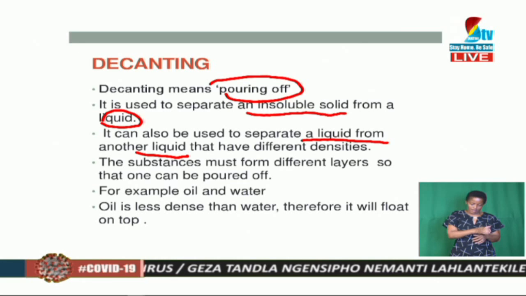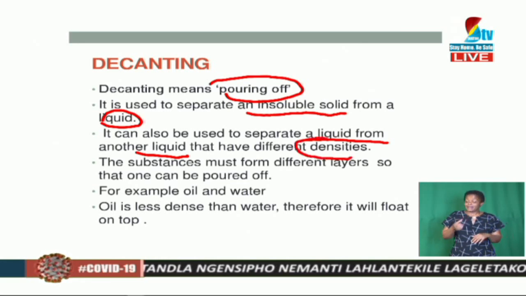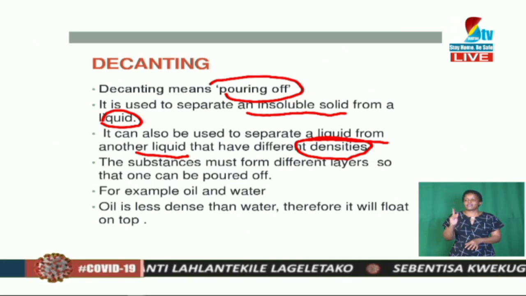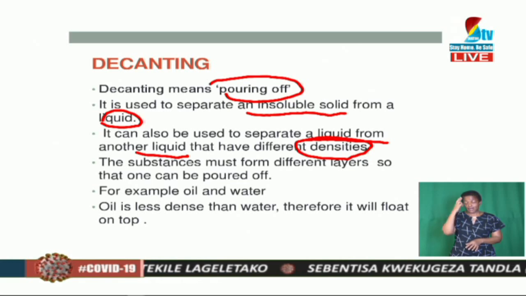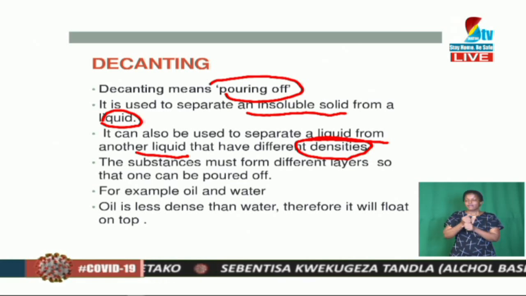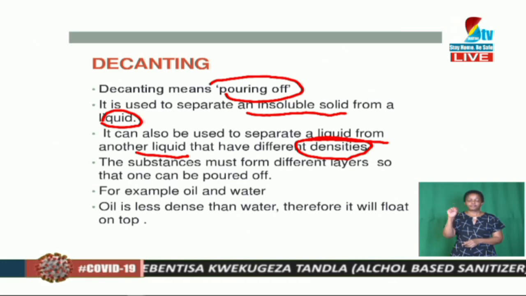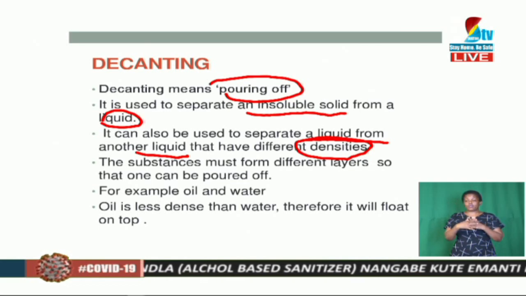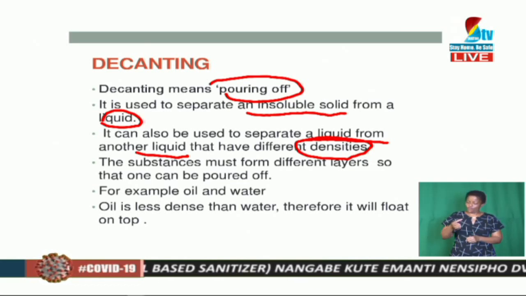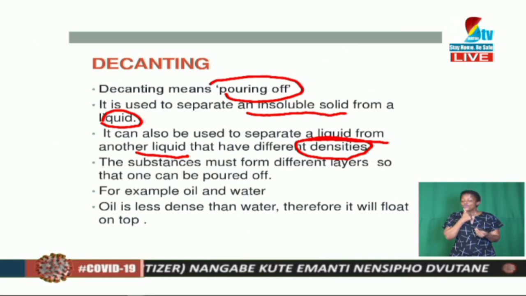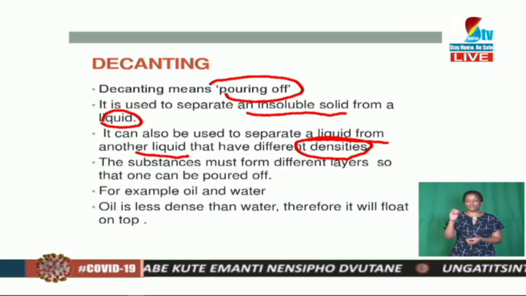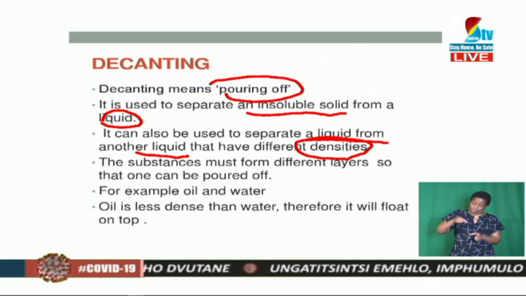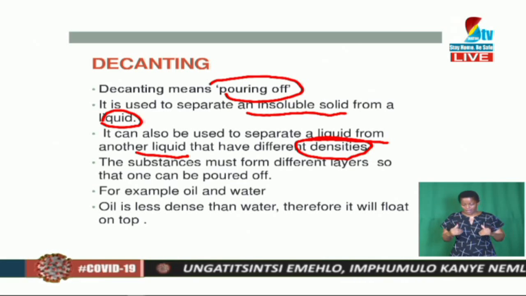But here, the liquids must have different densities, dear learners. I hope you remember that you learned about density in grade 6 science. We calculated the density of a solid. We also learned that we can find the density of liquids by using an instrument which is known as a hydrometer. So now here we are saying decanting can also be used to separate a mixture of a liquid and another liquid. They must have different densities.